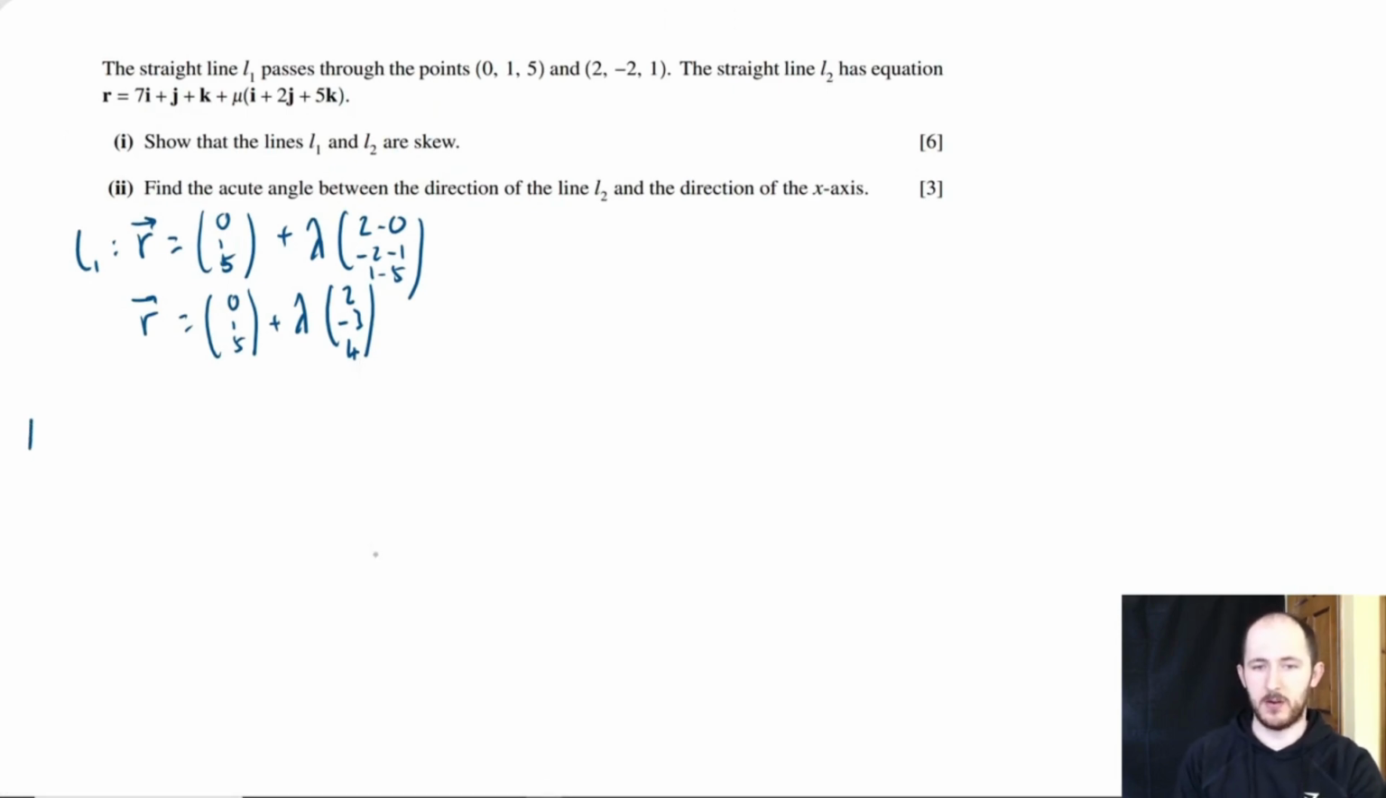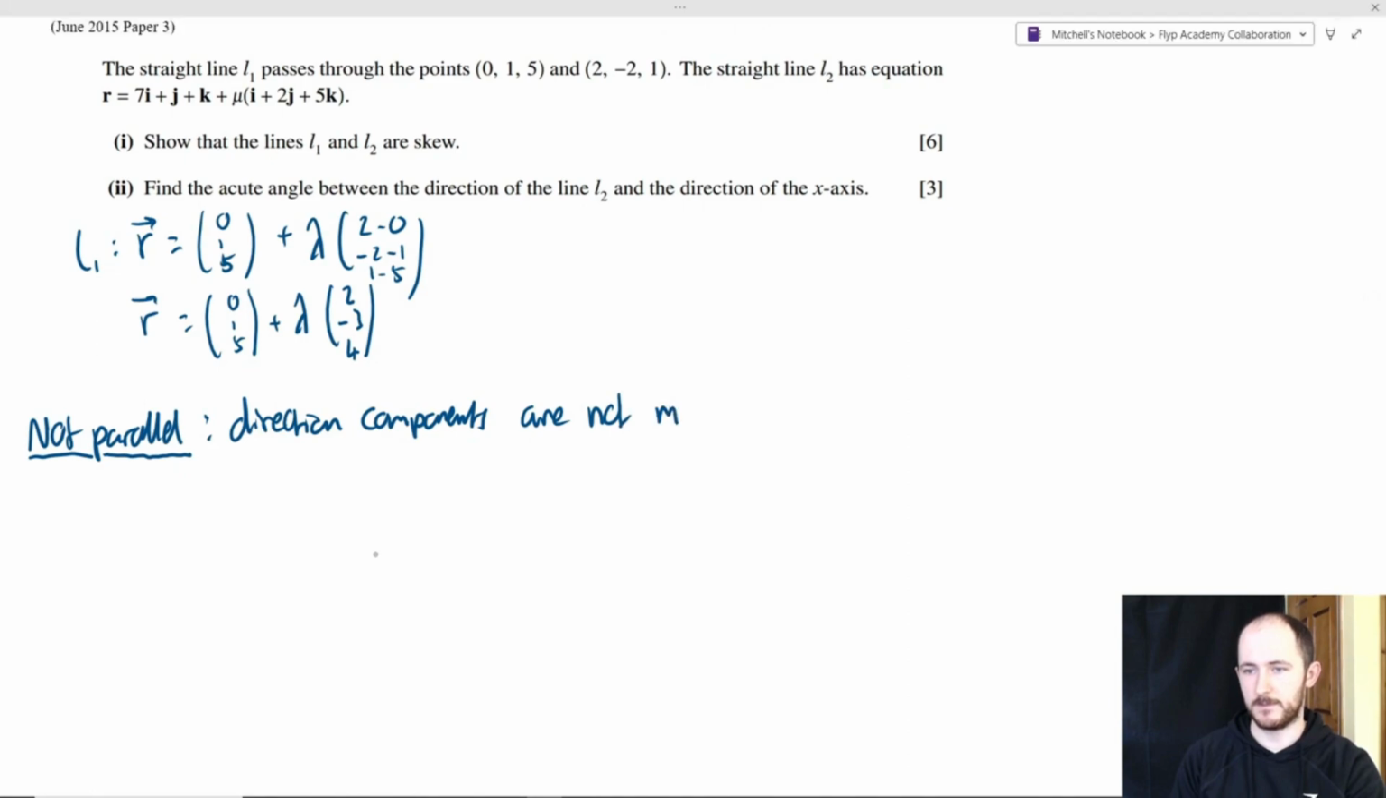To prove that they're not parallel, this is a 6-mark answer, and I promise you this is a beefy question. It means that the direction components are not multiples of each other. So, what does this mean?